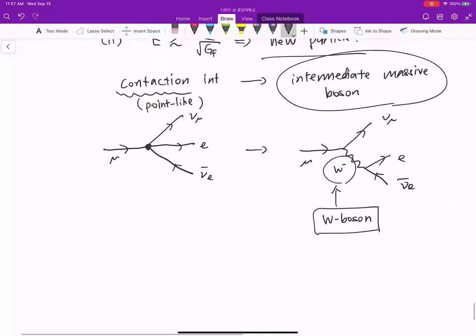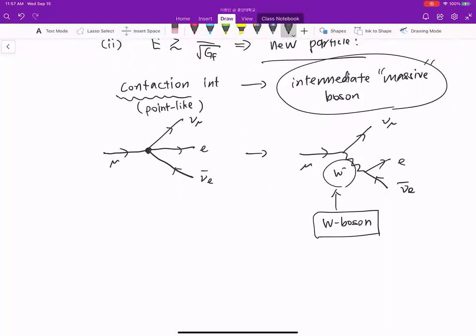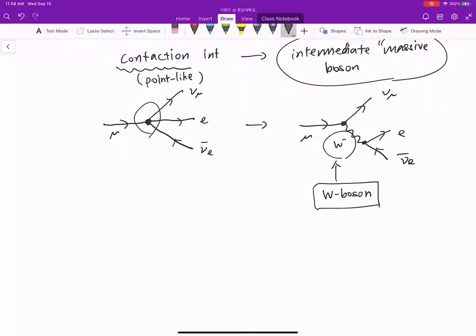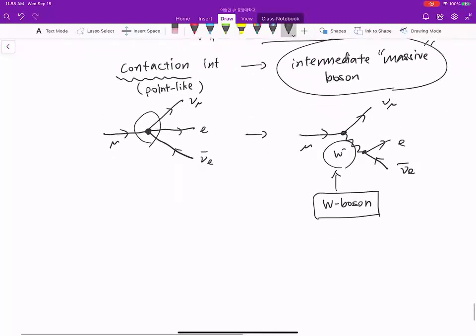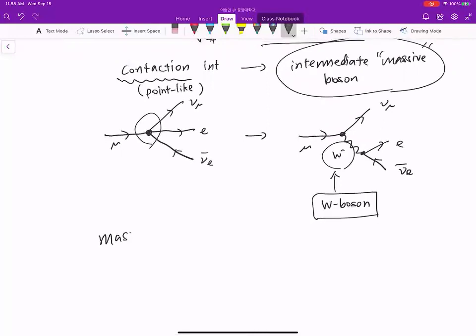The problem of introducing a massive boson: it is massive because it's a short-range interaction. It's almost point-like if you see it far away. But if you look close enough, then you are expanding this diagram from a contact interaction to an extended interaction. So this interaction occurs at two vertices. And the problem is how to introduce massive gauge bosons.